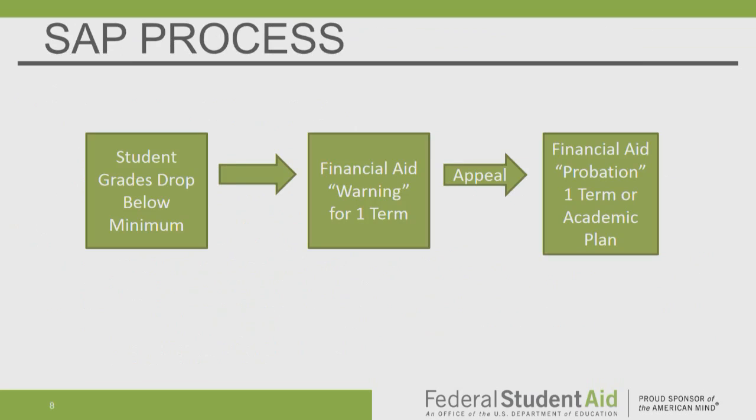the appeal has to happen. Yep. Okay, so they cannot go into probation without an appeal. Yep. Right, so once the appeal is approved, then you go on probation. If you choose not to do an academic plan, or the student doesn't make SAP at the end of the academic plan, then they lose eligibility until they regain SAP, which is satisfactory academic progress.